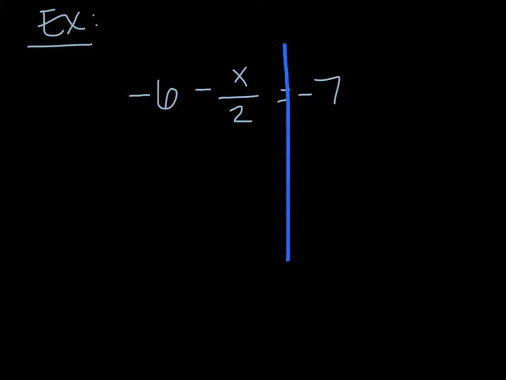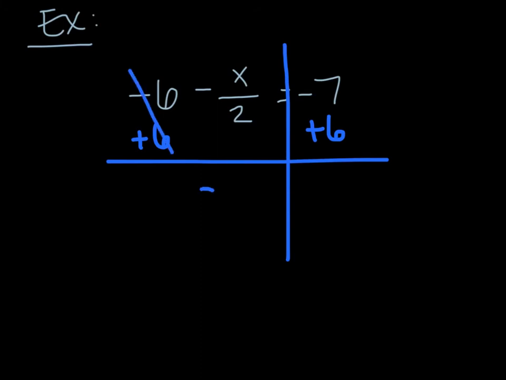On this next example, again, notice that my variable is located on the inside of that equation. Still, I want to get rid of my negative 6 first, so I'll add 6 to both sides to get that to cancel. Then I have negative x over 2 is equal to negative 1.